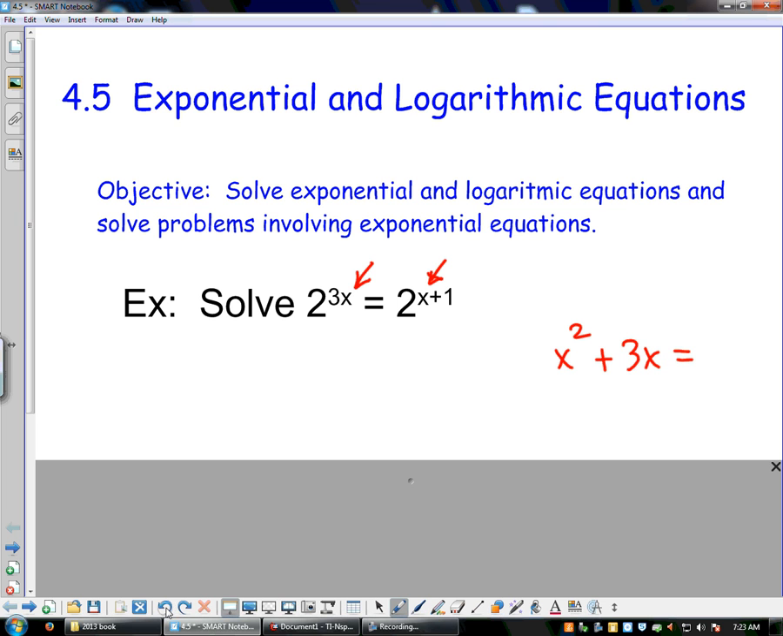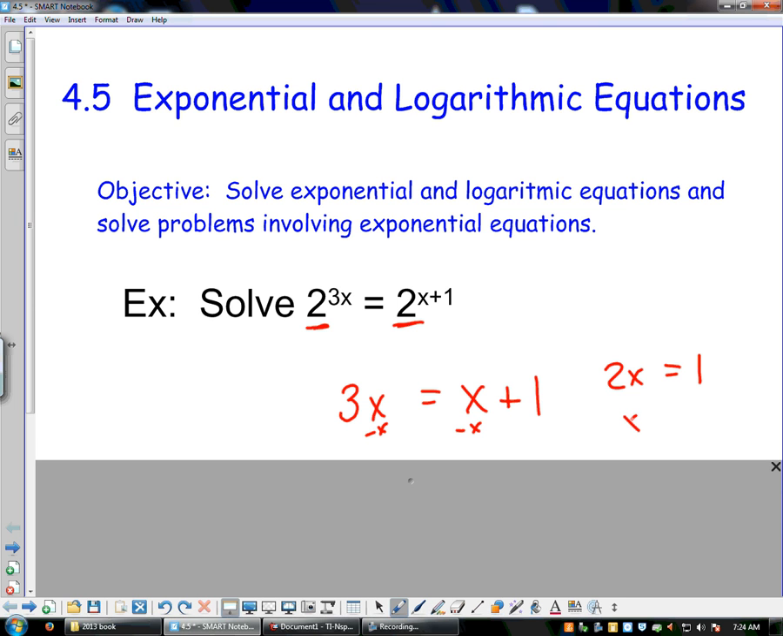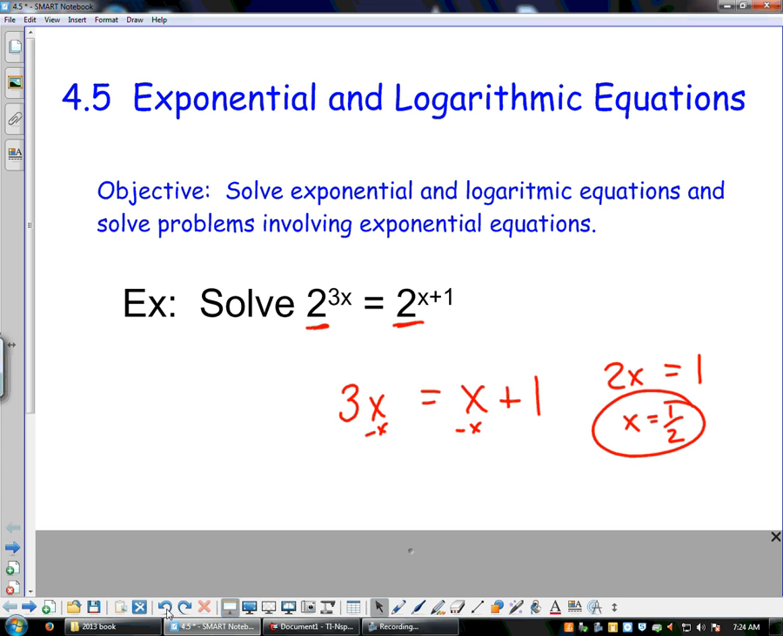All right, but if we want to solve this exponential equation, what we're going to notice is that we have the same base on both sides. If we have the same base on both sides, it means that the exponents must be equal. So we can just say 3x must be equal to x plus 1. And then we solve this just like we would in Algebra 1. We get 2x equals 1 and divide by 2 and we get x equaling 1/2. All right, so that would be our solution for this first example.